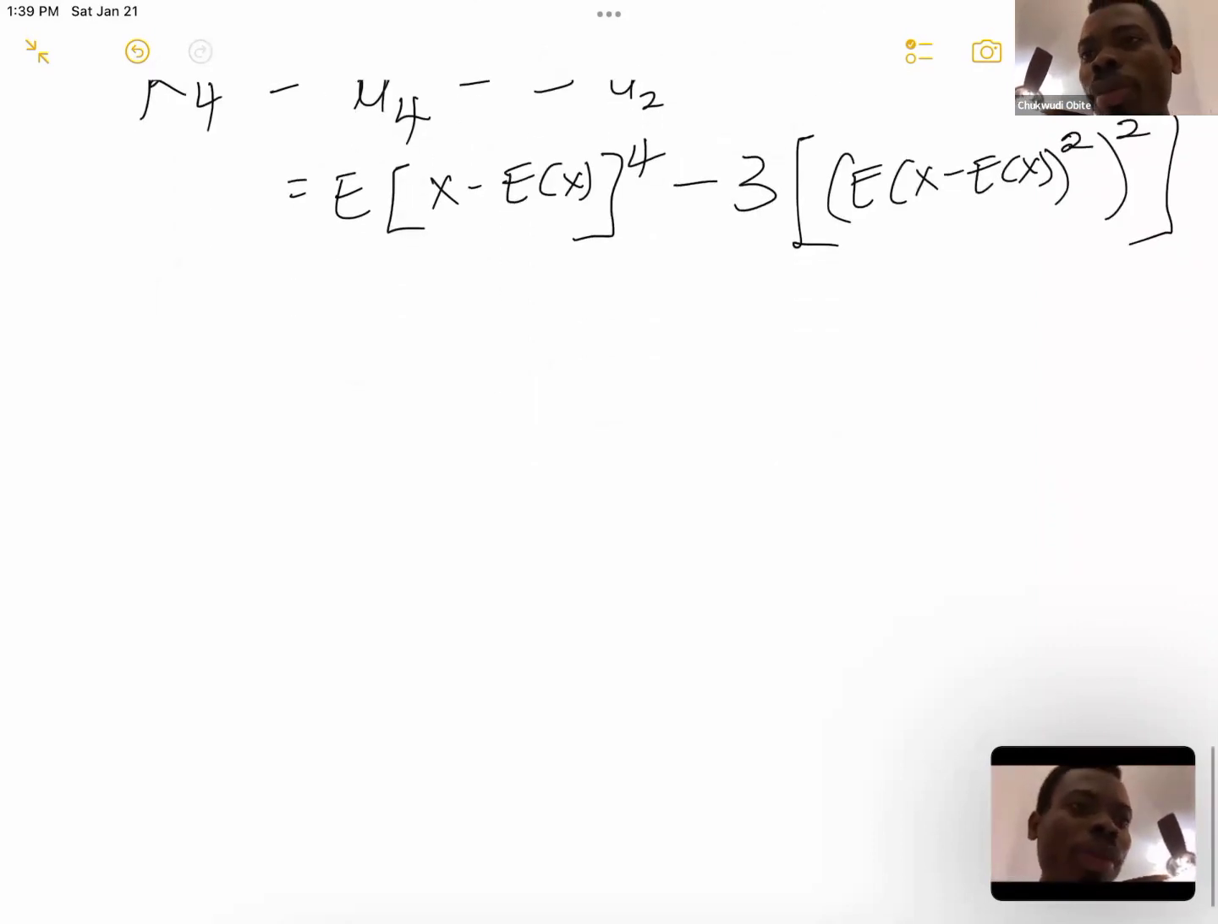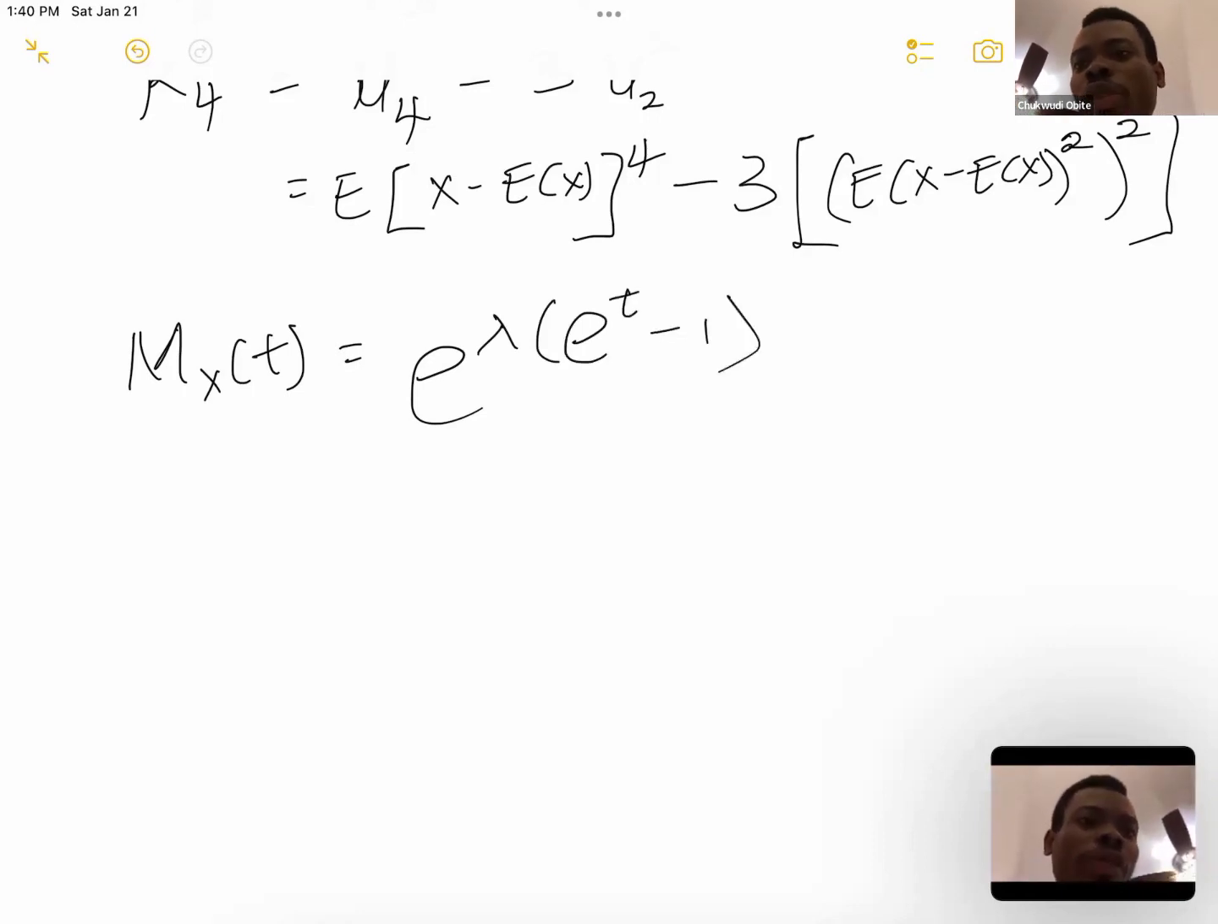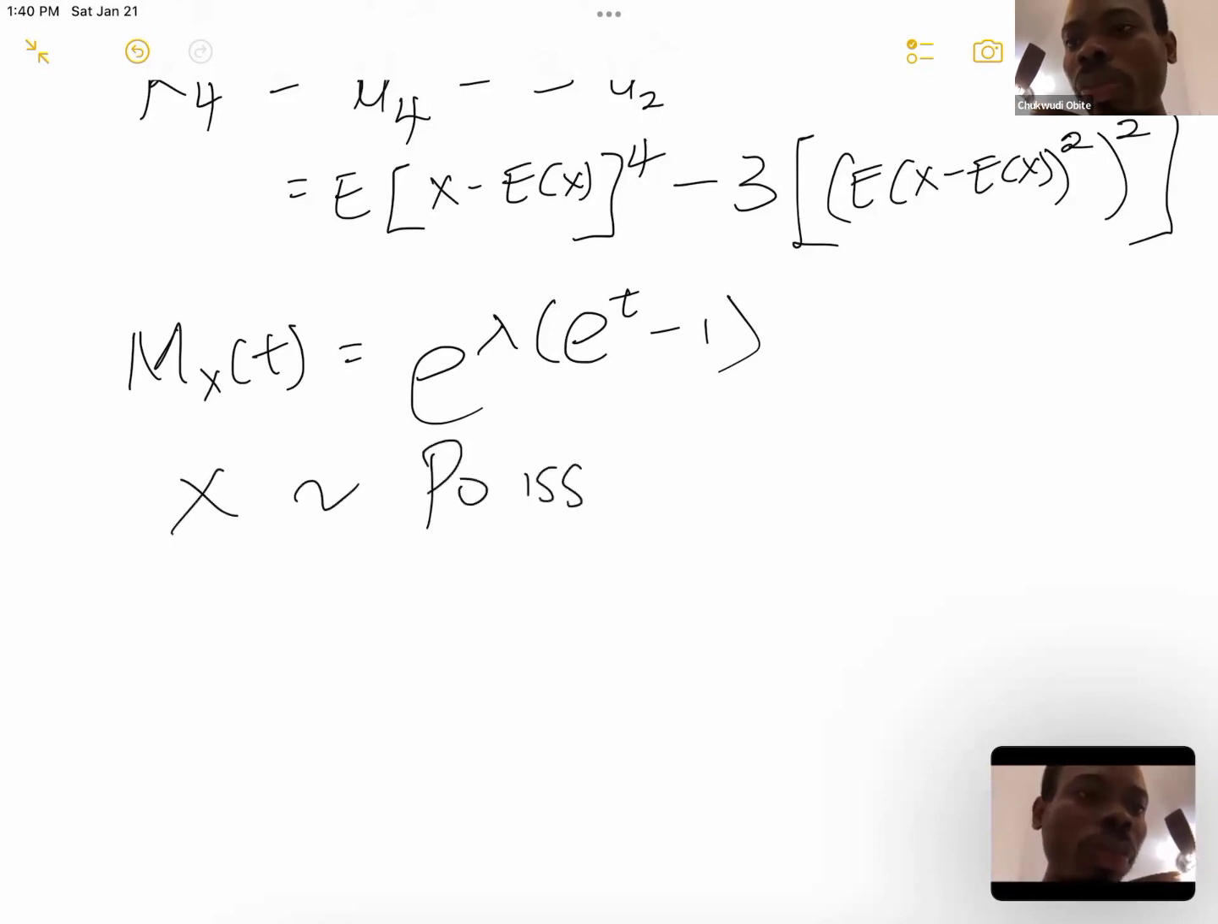Then I also gave an example. I solved an example in my last video for the normal distribution. So in this video, I will solve for the Poisson distribution. We know that the MGF of a Poisson distribution is exp(lambda (e^t minus 1)). So this is the MGF of a Poisson distribution, and X follows a Poisson distribution with parameter lambda.